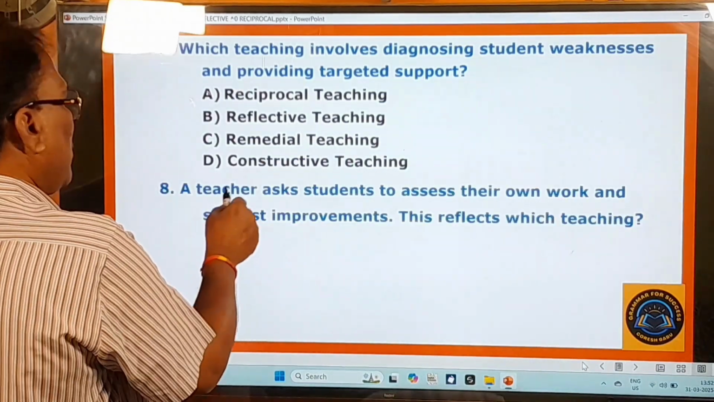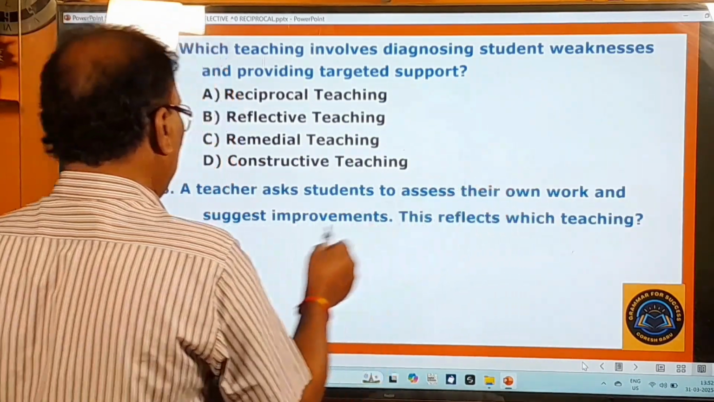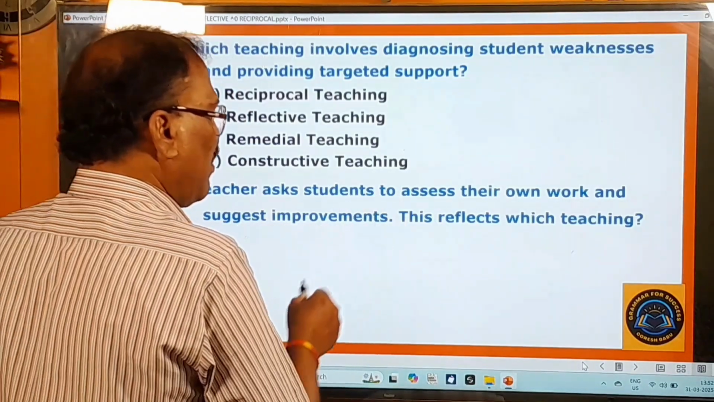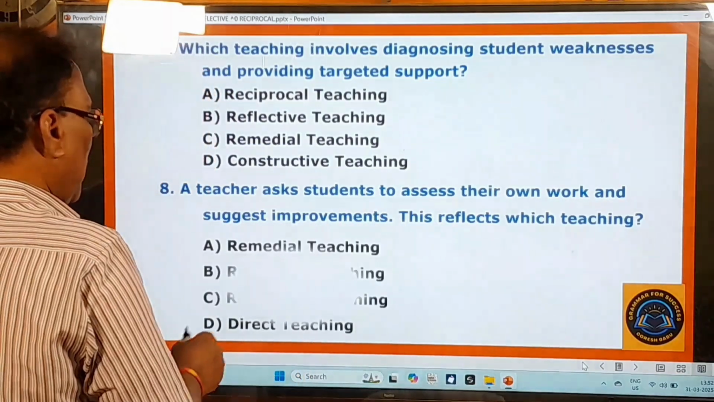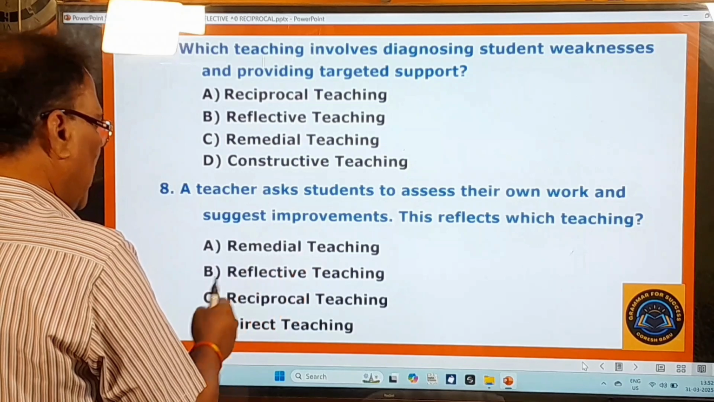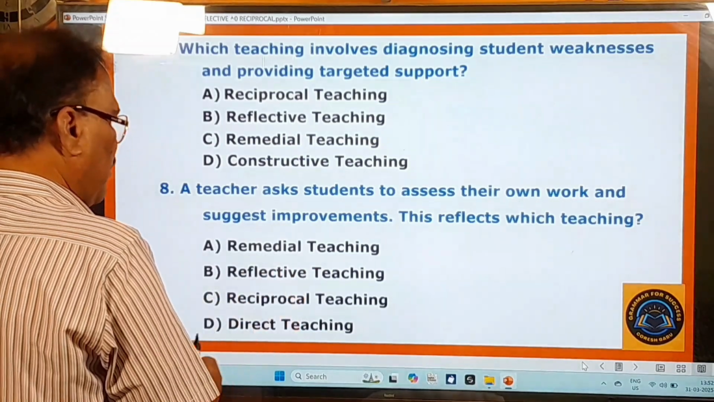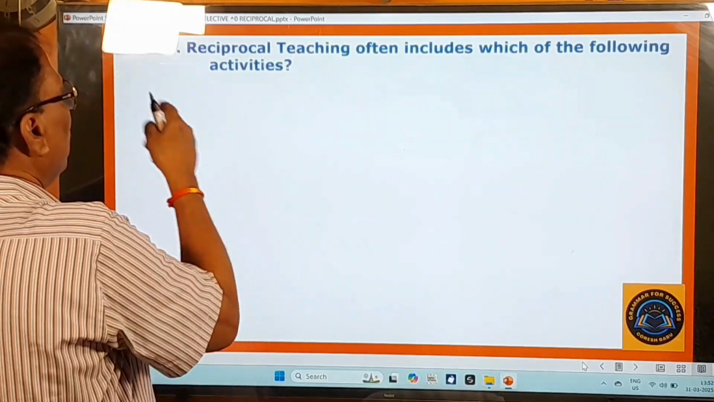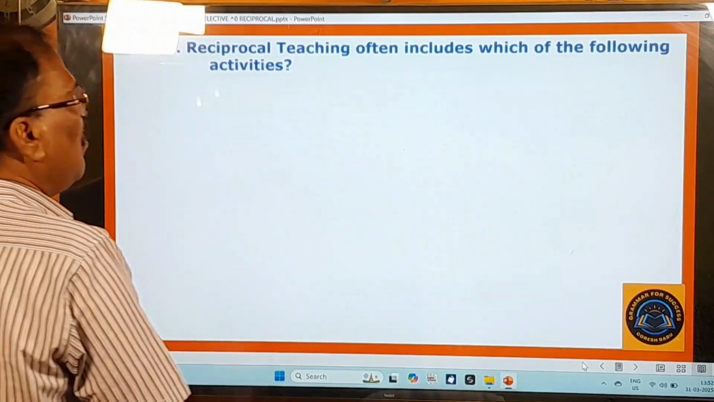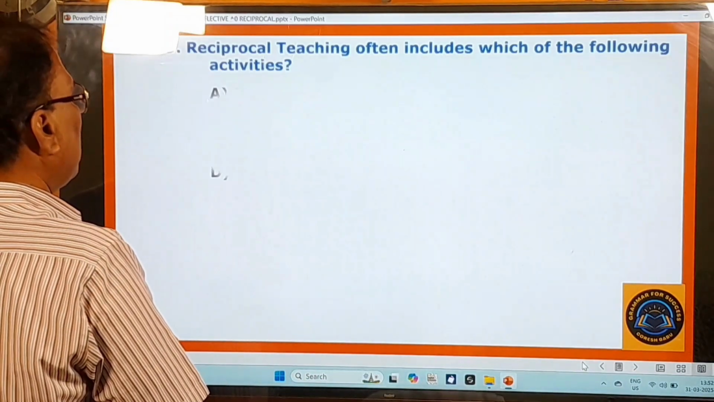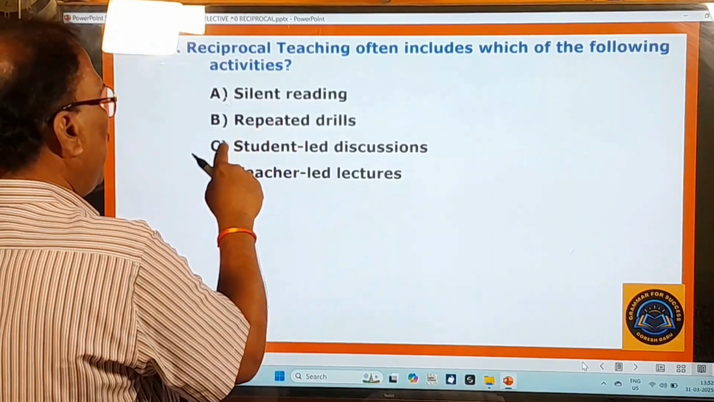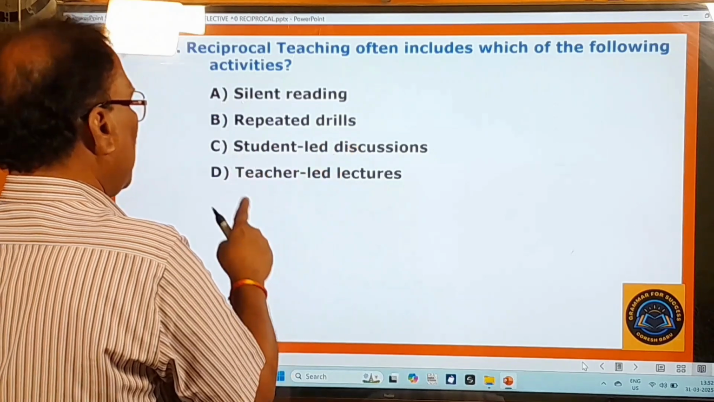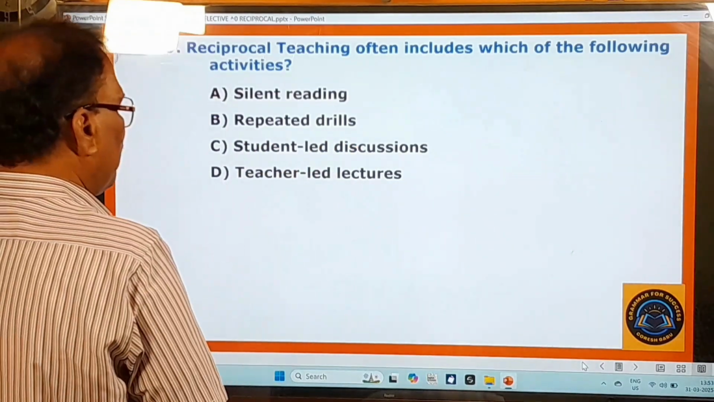Eighth question. A teacher asks students to assess their own work and suggest improvements. This reflects which teaching? Remedial teaching, reflective teaching, reciprocal teaching, directive teaching. Ninth question. Reciprocal teaching often includes which of the following activities? Silent reading, repeated drills, student-led discussions, teacher-led lectures.